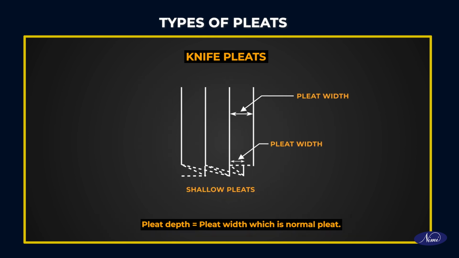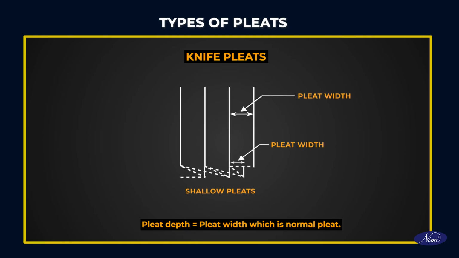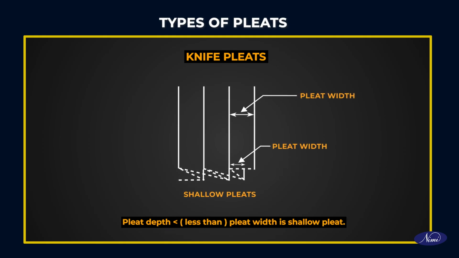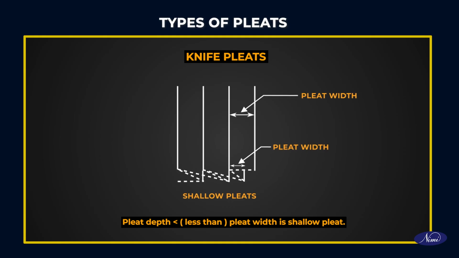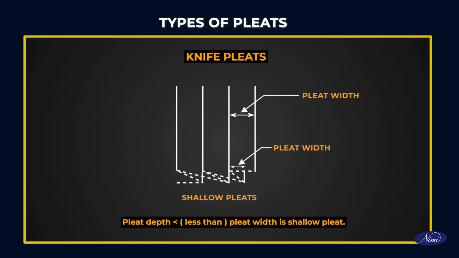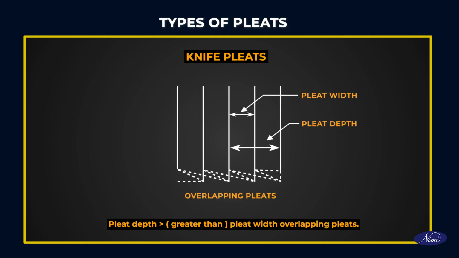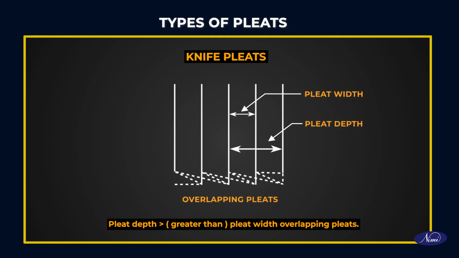Pleat depth equal to pleat width is normal pleat. Pleat depth less than pleat width is shallow pleat. Pleat depth greater than pleat width is overlapping pleat.